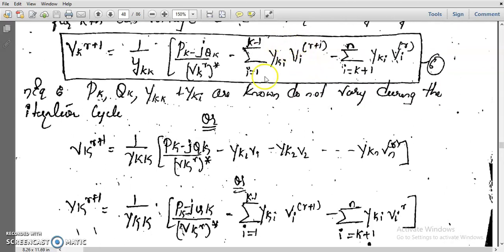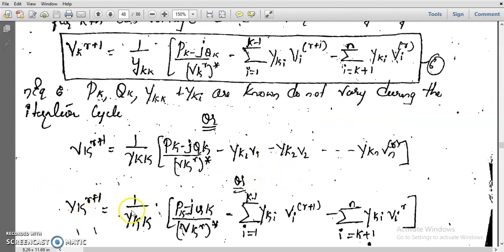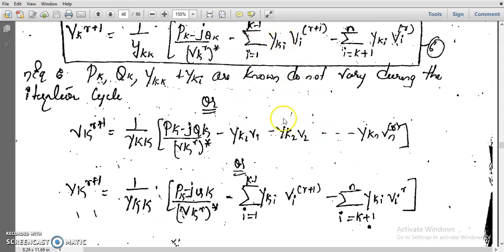The same equation you can write like this also: V_k raised to r plus 1 equals 1 by Y_kk times P_k minus j Q_k divided by V_k raised to r star, minus Y_k1 V1 minus Y_k2 V2, and so on. Otherwise you can write it like this if you want. V_k raised to r plus 1 is 1 by Y_kk, same equation I am writing here. This is also the general form of the equation.